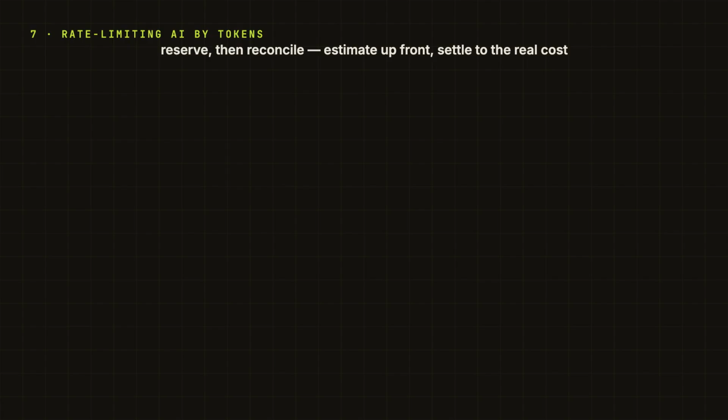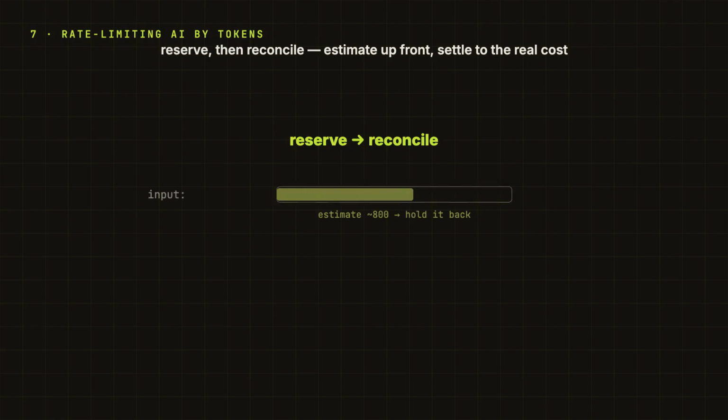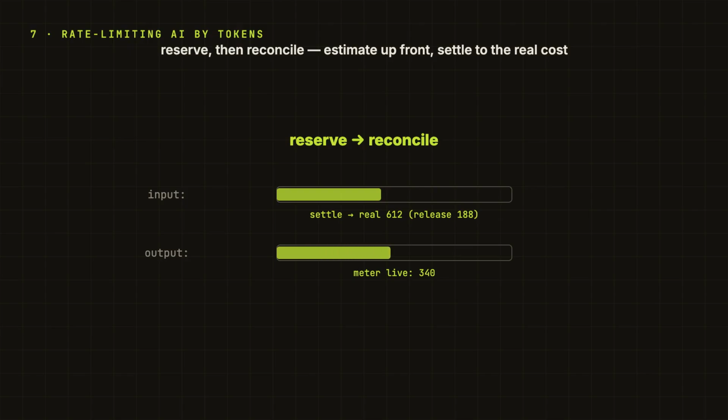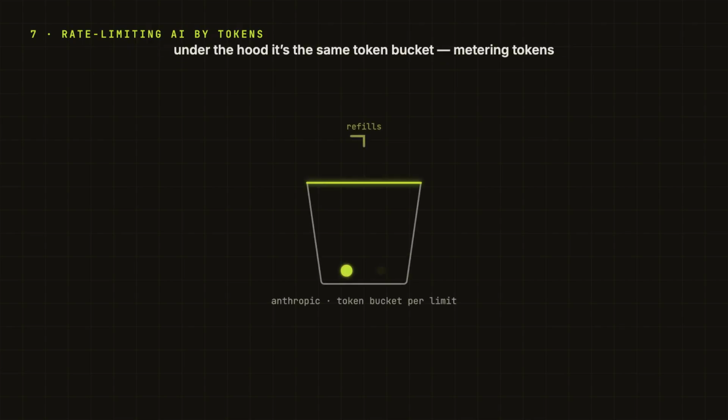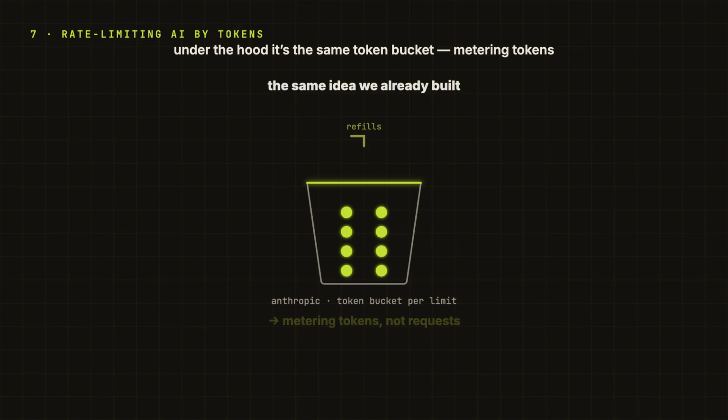You reserve, then reconcile. For the input tokens, you estimate the cost upfront and hold that much back. Then settle to the real number as the request runs. And the output tokens, you just meter live as they come out. And under the hood, Anthropic literally uses a token bucket per limit, just continuously refilling. So it's the same idea we already built, just metering tokens instead of requests.